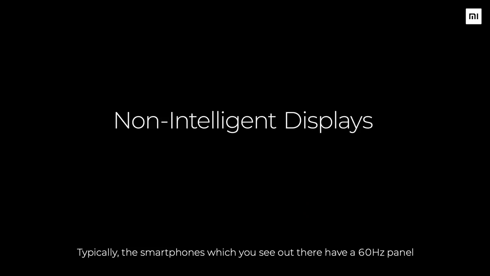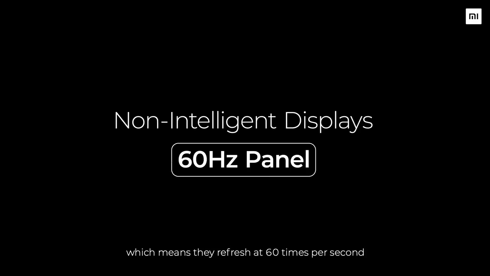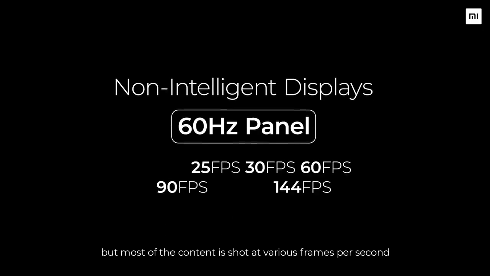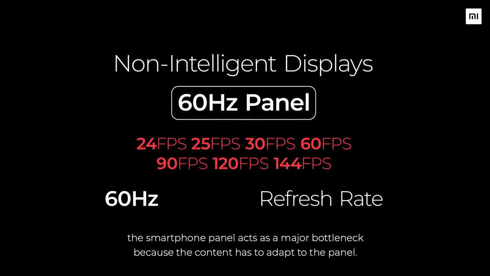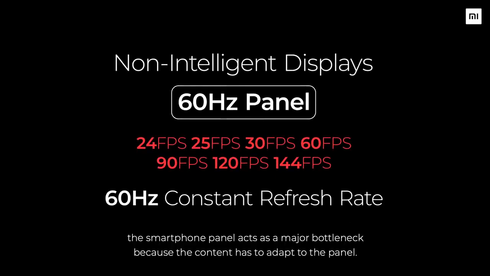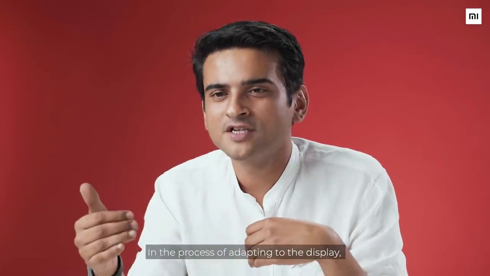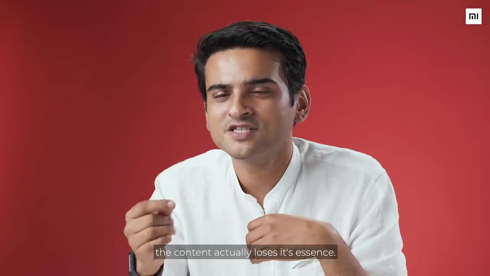Typically, the smartphones which you see out there have a 60 Hz panel, which means that they refresh at 60 times per second. But most of the content is shot at various frames per second. And when it comes actually on your smartphone, the smartphone panel acts as a major bottleneck because the content has to adapt to the panel. In the process of adapting to the display, the content actually loses its essence.